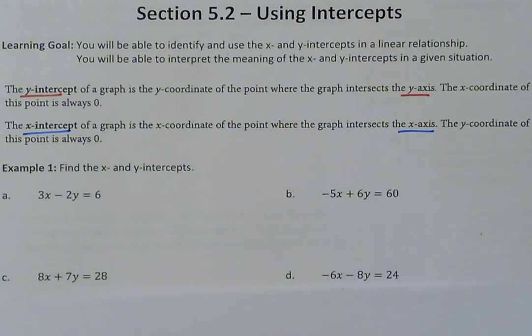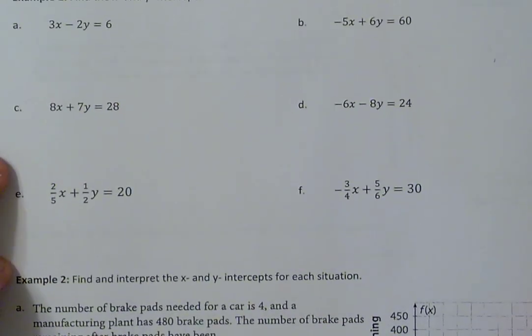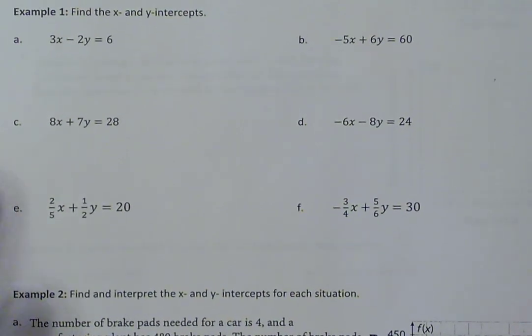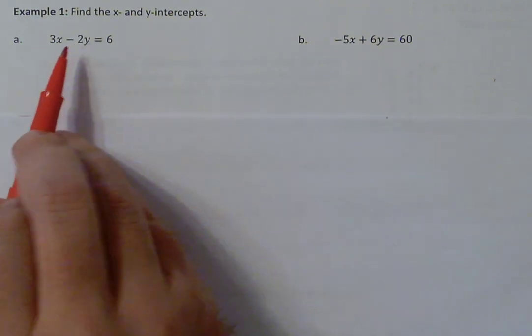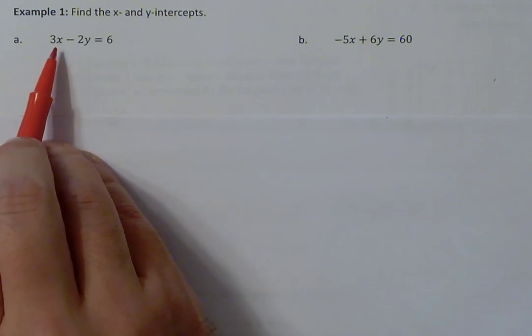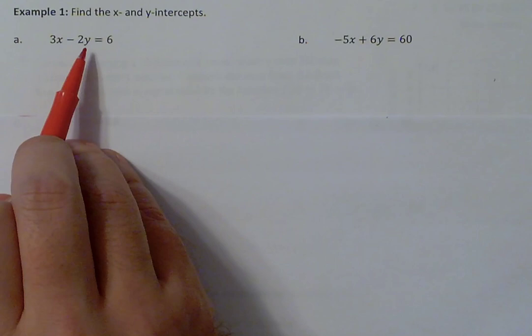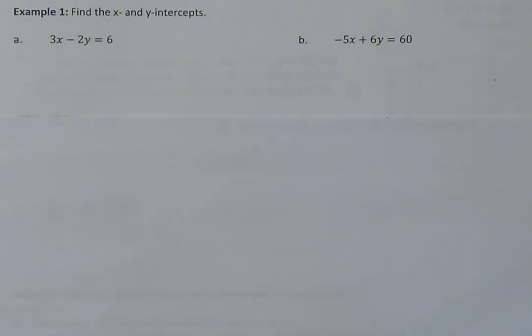All right, so with that said, example 1 is going to ask us to find the X and Y intercepts. So we need to determine where these equations cross the X and Y axis for each problem. Now, there's a couple ways you can do this. The first way is you can plug zeros in. I would take 0 and plug it in for x, and then I would take 0 and plug it in for y. I'm going to do that for the first one. Then I'm going to show you a shortcut for parts B, C, D, E, and F.